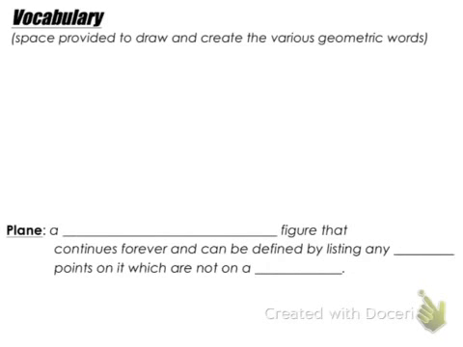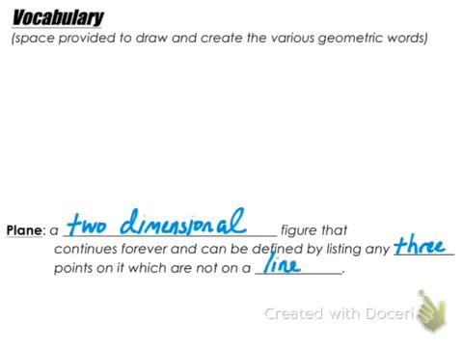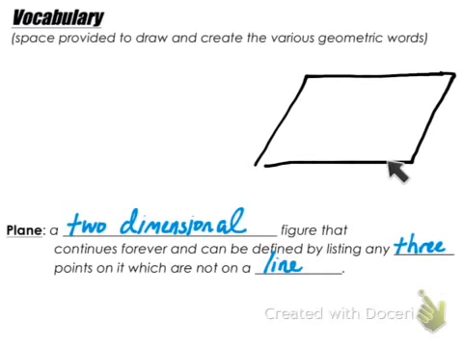The next vocabulary word we have is plane. So a plane is a two-dimensional figure that continues forever and can be defined by listing any three points on it which are not on a line. So you can have a plane as long as you know that there are three points in space. So if we have our plane, I want you to look at this as a three-dimensional surface, like a wall or the floor if you're looking at it on an angle. Now it doesn't stop, it's not just a parallelogram, or what looks like a parallelogram, it's just to represent a space or a flat surface. So these ends can actually go on forever.